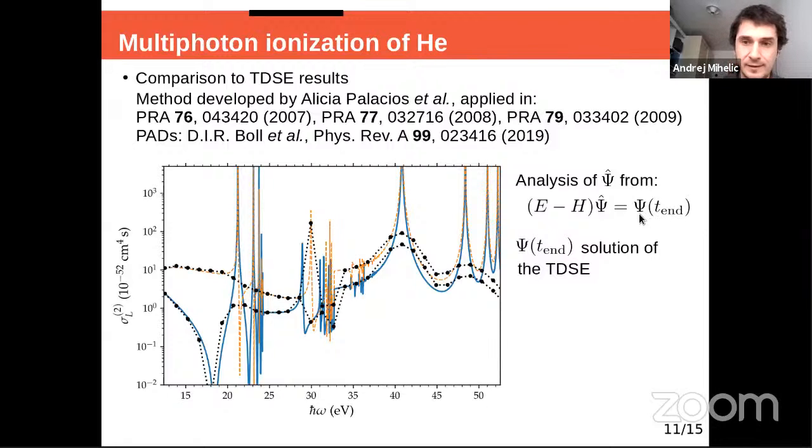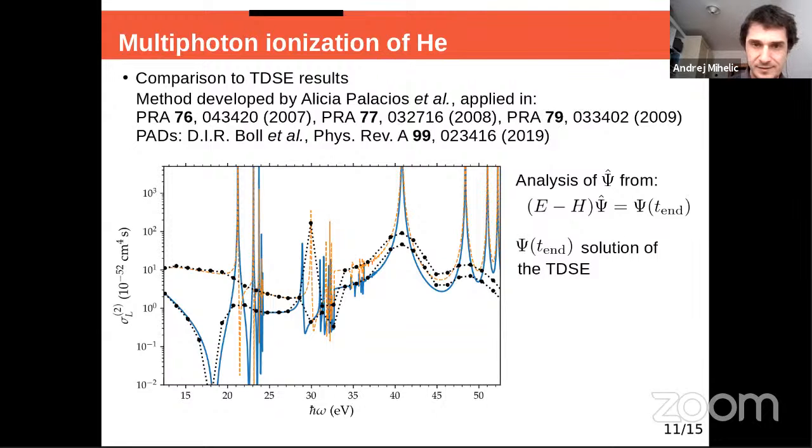Okay, and what we obtained are the black dots here, which agree very well with the perturbative results. The only differences that can be seen here stem from, let's say, spectral broadening, which is a consequence of the finite duration of the pulse. In this case, we used a pulse of 80 atomic units, which is approximately 2 femtoseconds.